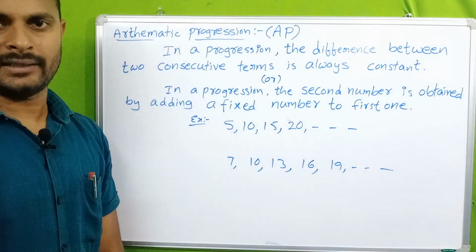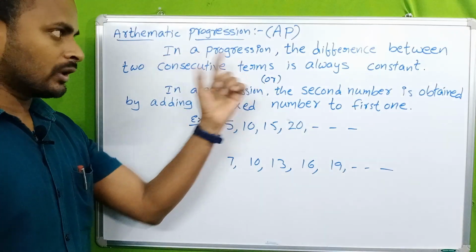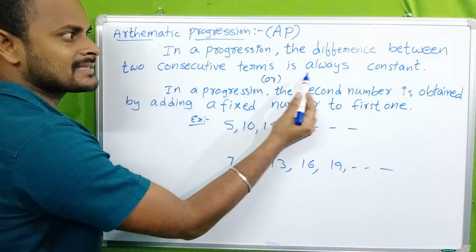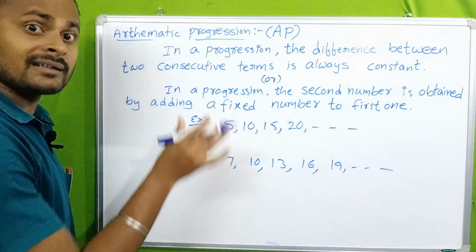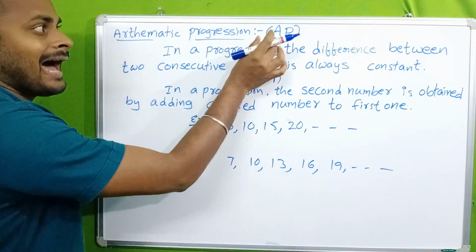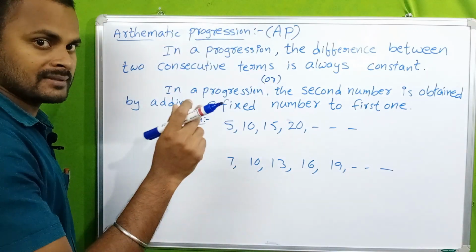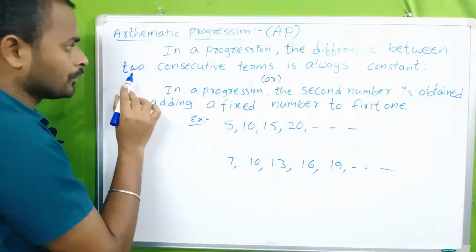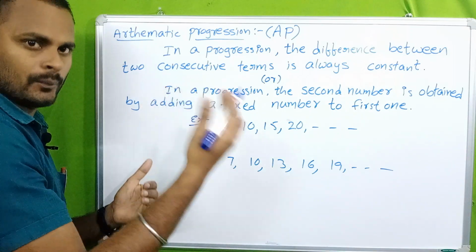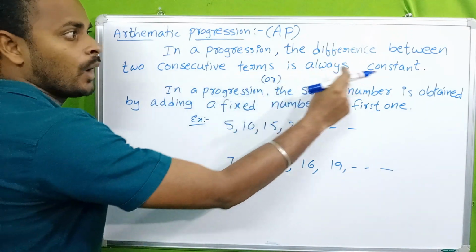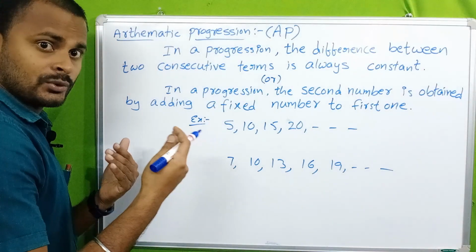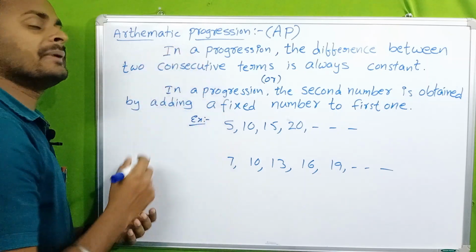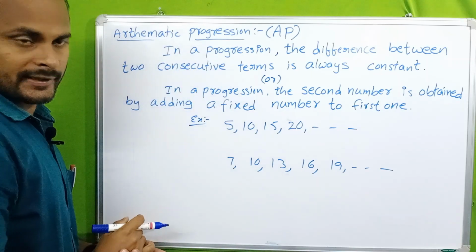The definition of arithmetic progression is: in a progression, the difference between 2 consecutive terms is always constant. That kind of progression is called arithmetic progression. I repeat once again, in a progression, a number series, the difference between 2 consecutive terms, meaning one by one, is always constant. That kind of progression is called arithmetic progression.